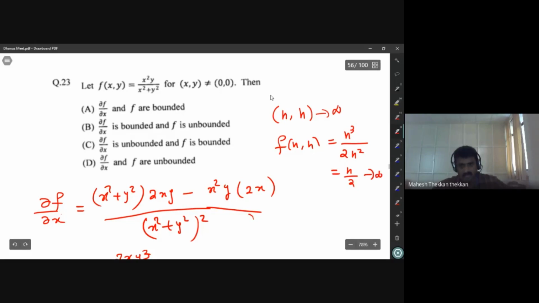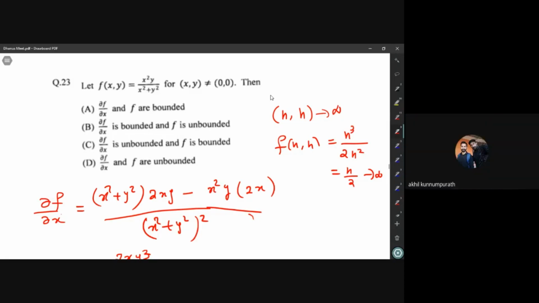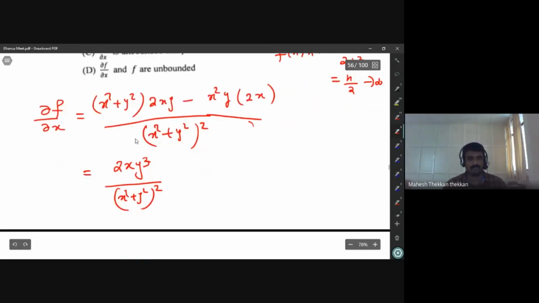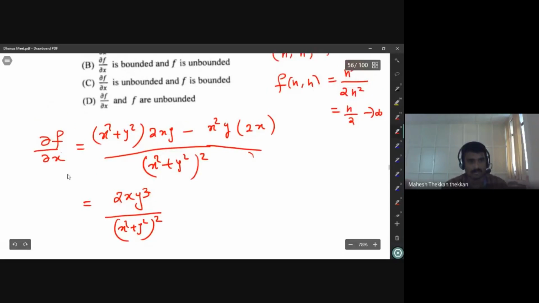So what you can say about the boundedness now? Along the line y equal to x, if you look at the sequence n comma n, as it goes to infinity, the function value is also going to infinity. So is f bounded or not? F is not bounded. Yeah, f is unbounded. Now you look at the partial derivative, which you have computed, dou f by dou x is equal to this. What can you say about that?